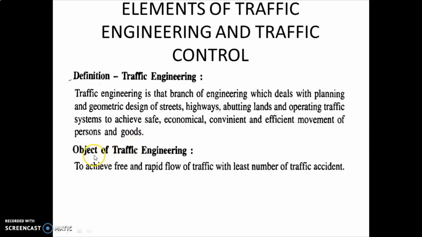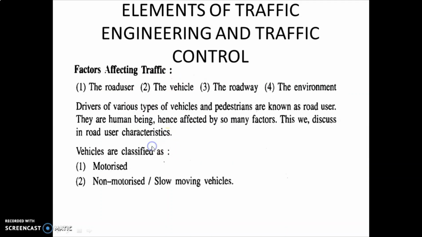Okay, if we talk about the object of traffic engineering, it is nothing but to achieve free and rapid flow of traffic with the least number of traffic accidents. That is very important. So we have discussed what is traffic engineering and what is the object of traffic engineering. Now we will see what are the factors affecting the traffic.